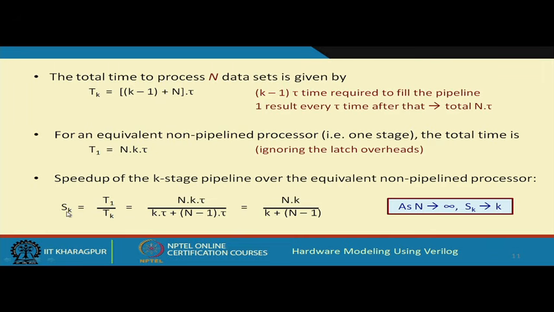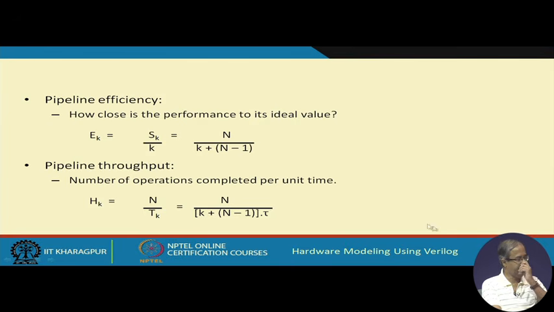So, the speed up will be the time taken on this processor divided by the time taken on the pipeline. So, it will be like this, tau cancels out, and as I said, as n becomes large, you can ignore this k as compared to n and this 1. So, it becomes n k divided by n, approximately k. So, speed up will be approximately equal to k, and pipeline efficiency is defined as Sk divided by k.